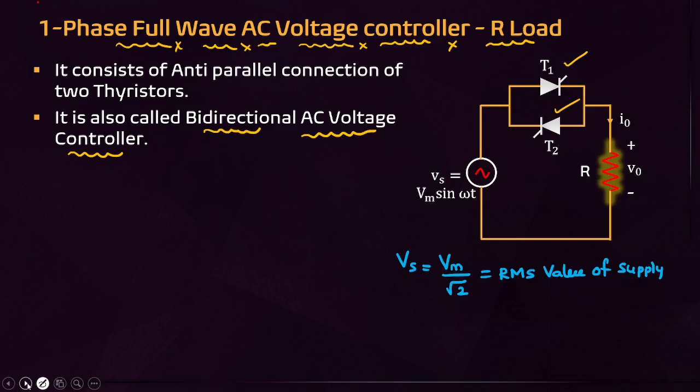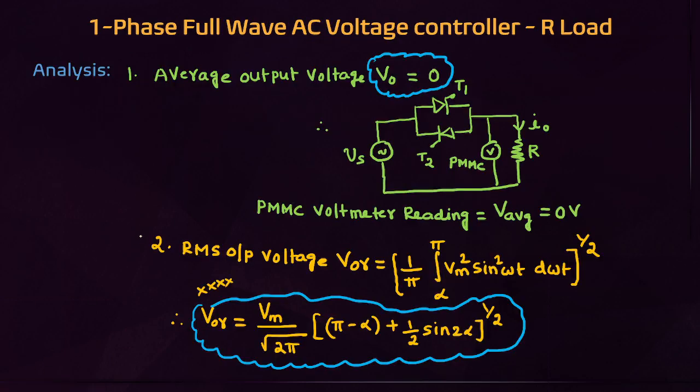Because of the two thyristors, the output voltage is controlled on both sides. Positive half cycle output voltage is controlled, and negative half cycle output voltage is also controlled. That's the reason why in a single phase full wave AC voltage controller, a wide range of voltage control is possible. Then I am directly giving the analysis. I am not giving any waveforms.